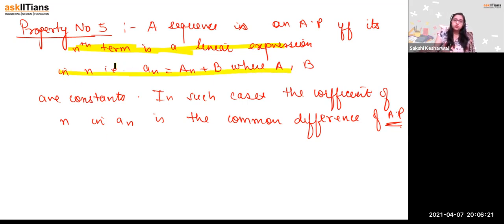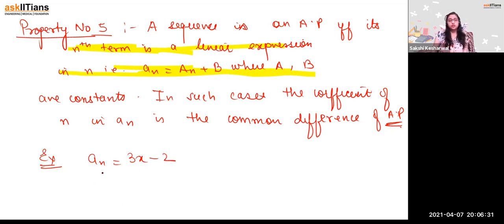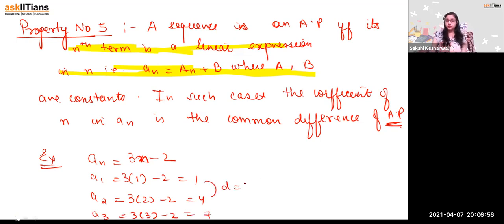So what does it mean? We have already done it. For example, take an example: if an is equal to 3n minus 2, just check what a1 is. a1 will be 3 into 1 minus 2, which is equal to 1. Now a2 is 3 into 2 minus 2, which is 6 minus 2, equal to 4. Now a3 is 3 into 3 minus 2, that is 9 minus 2, which is equal to 7. Now you see the difference: is this an AP? You're adding plus 3 each time, right or not?